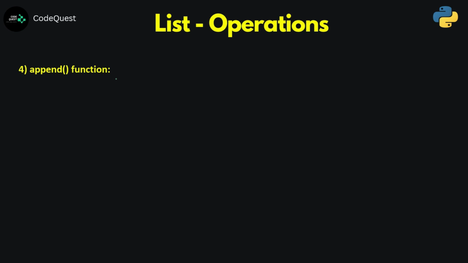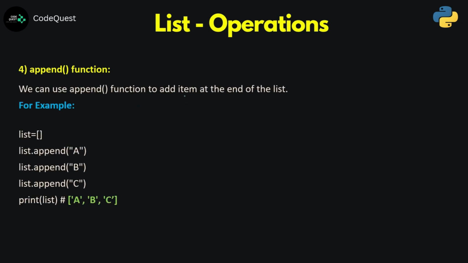Now, the next function is your append function. As the name itself predicts, this is going to add or attach items at the end of the list. Assuming we have taken an empty list for the time being, we do not have any items here. Now when I use append followed by the item which I want to append, my list is updated with one item, that is A.